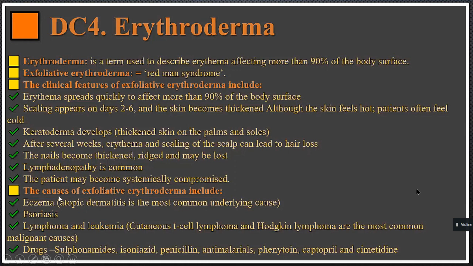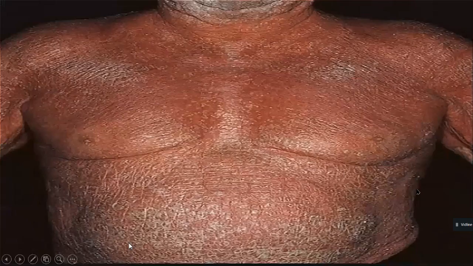So in general, the causes of exfoliative, which means scaling, erythroderma means more than 90%. You can find eczema, psoriasis, lymphoma, leukemia. Also, one of the causes is drugs like sulfonamide, isoniazid, penicillin. All of them can be a question in the exam. So what is the diagnosis here, guys?